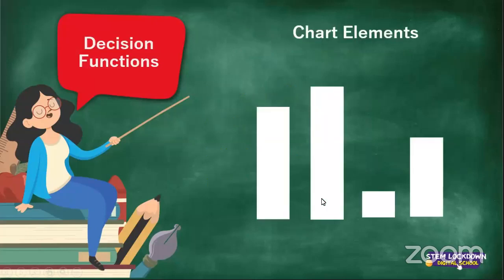All right, so now when you draw a graph, there are certain elements that have to be present in a graph besides the graphic, like as you can see there, those bars, right? Other than the bars, there are elements that you need to add to your chart. So what are these elements?